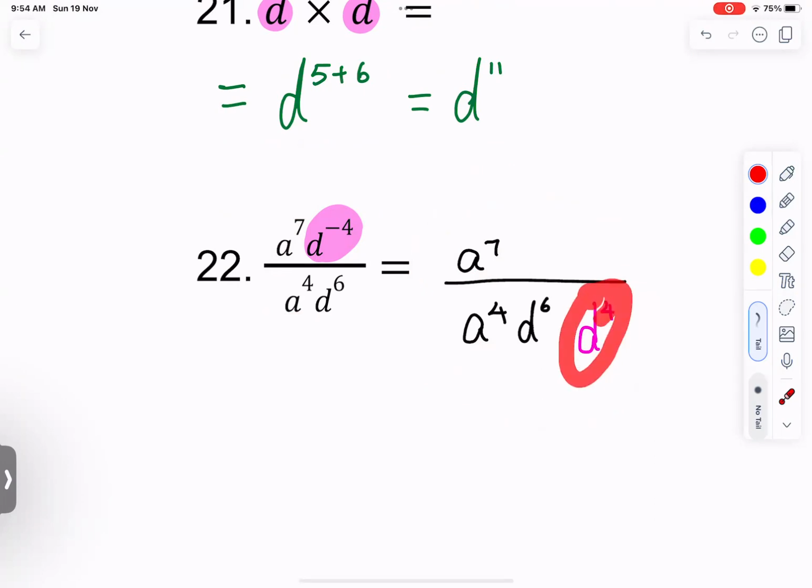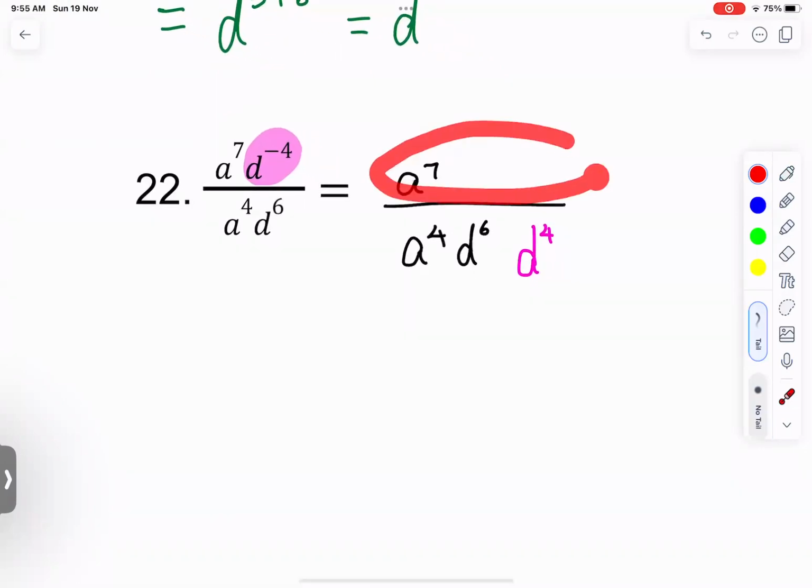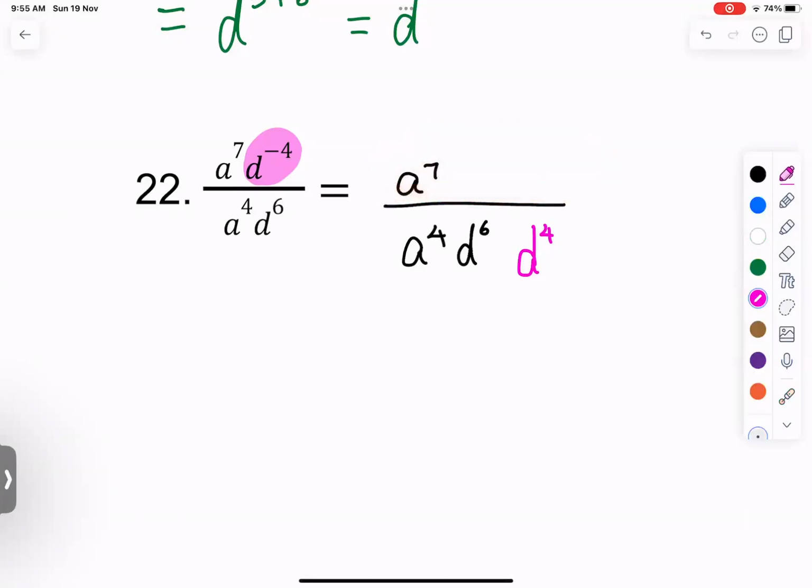But if you don't move it down, you don't get any mark. All right, next thing. Let's see on this whole numerator stage. Any other unknowns? Any other same bases? No, so just leave it there first. We will deal with that later.